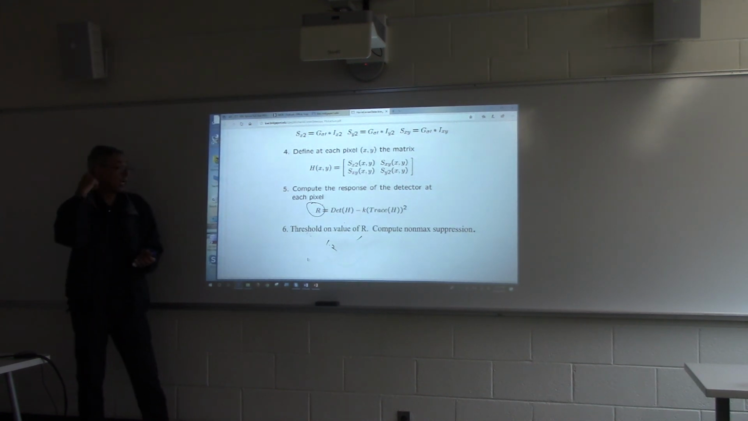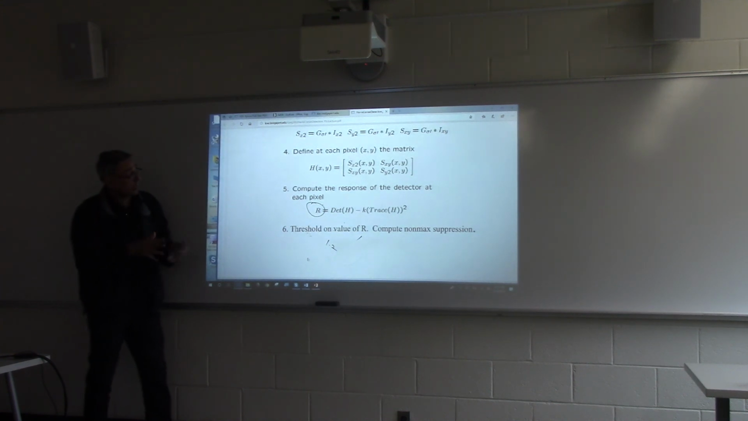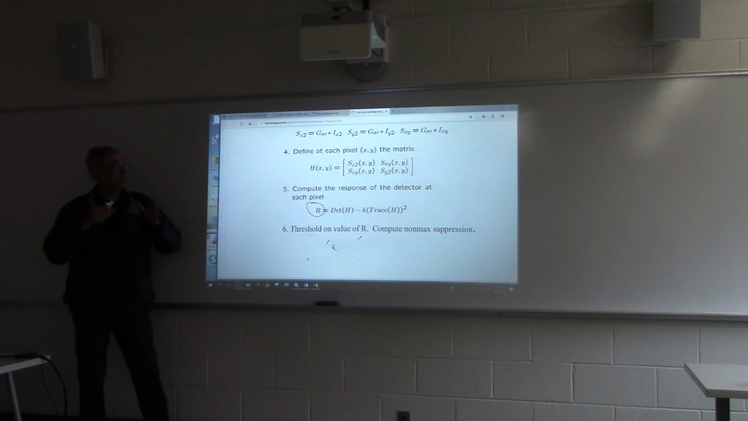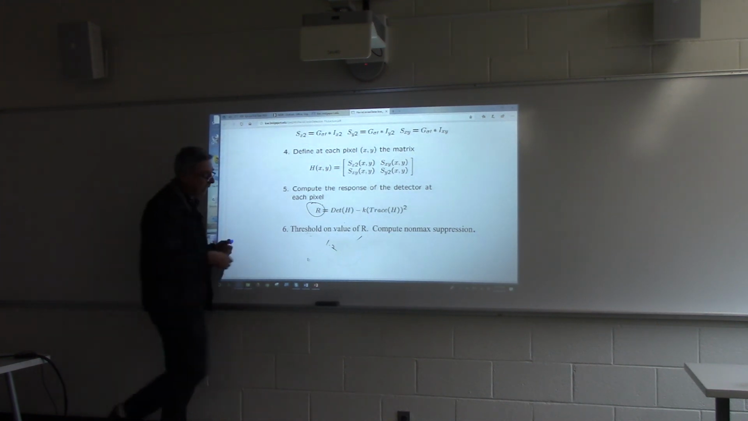I'll provide OpenCV code for you to play with so that you can see how we detect the corners. All right, we'll continue from this point.